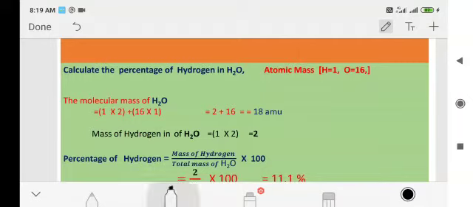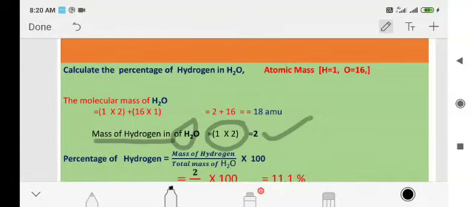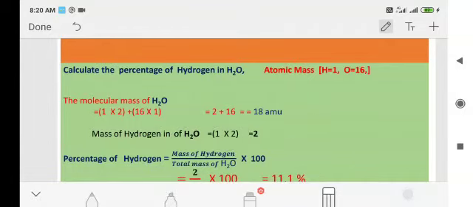Now, you have to find out the percentage of which element? You have to find out the percentage of hydrogen. So for that you have to find out the mass of hydrogen first. As you all know, 2 hydrogen atoms are there. So 2 you will multiply with 1. In that way you will get 2 as the mass of hydrogen. Now you have to find out the percentage of hydrogen.